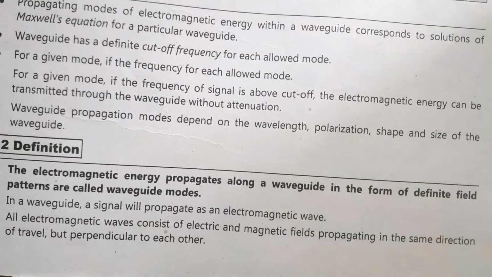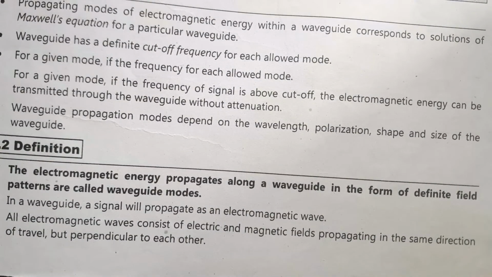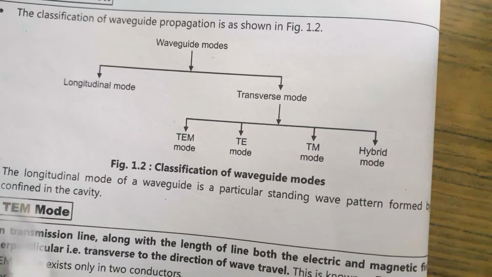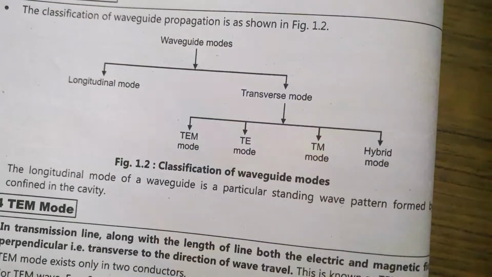In definitions, electromagnetic energy propagates along the waveguide in the form of a definite field pattern. It's called waveguide modes. So in waveguides, signal will propagate as electromagnetic waves. All electromagnetic waves consist of electric and magnetic fields propagating in the same direction of travel but perpendicular to each other. So here we will see the classification of different waveguide modes. Just remember, there are two modes.